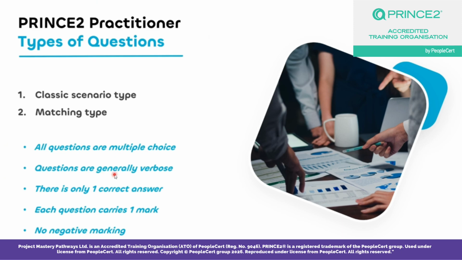Next, questions are generally verbose guys. Okay, so you will not get only one-liner or two-liner questions. The average length of the questions in the PRINCE2 certification exam is at least 3 to 4 lines. Okay, looks like a small paragraph sometimes. Okay, so you need to get used to answering such type of questions correctly. Okay, and that will require a lot of reading comprehension ability from your side.